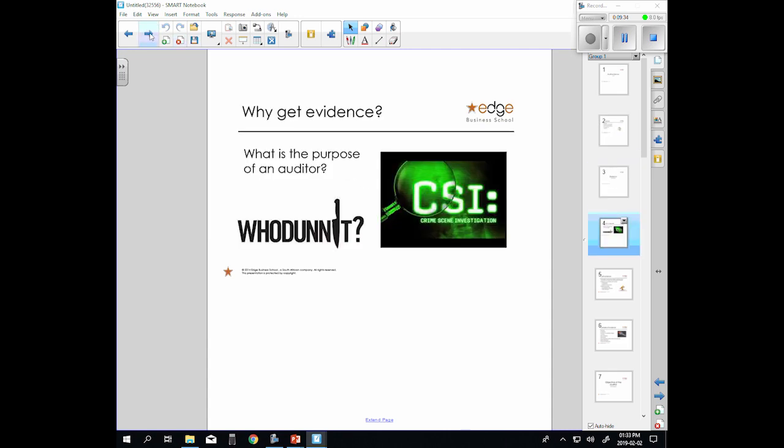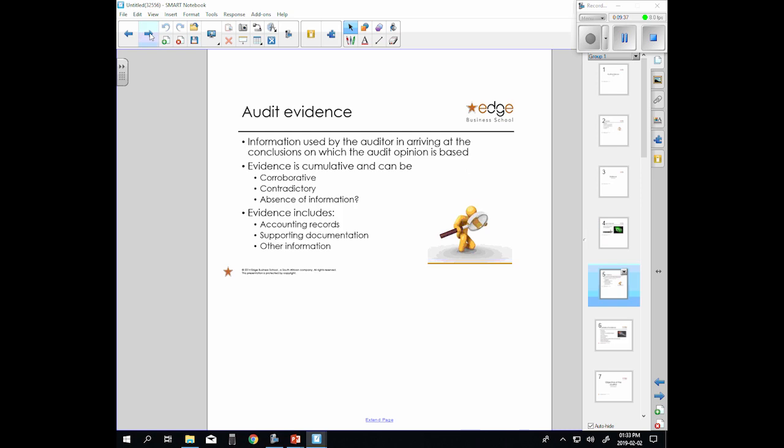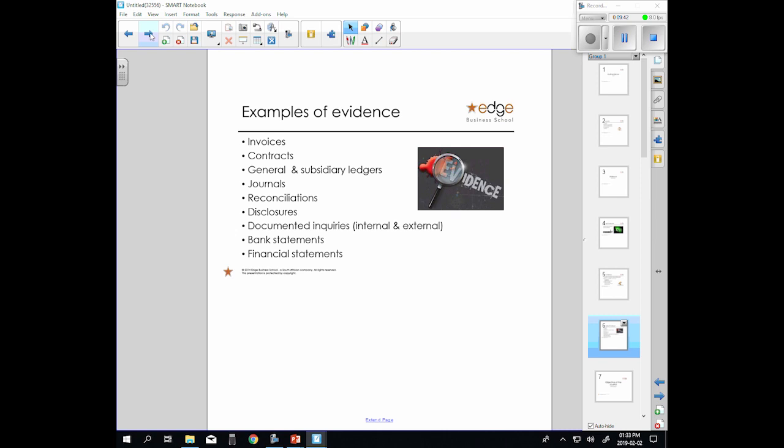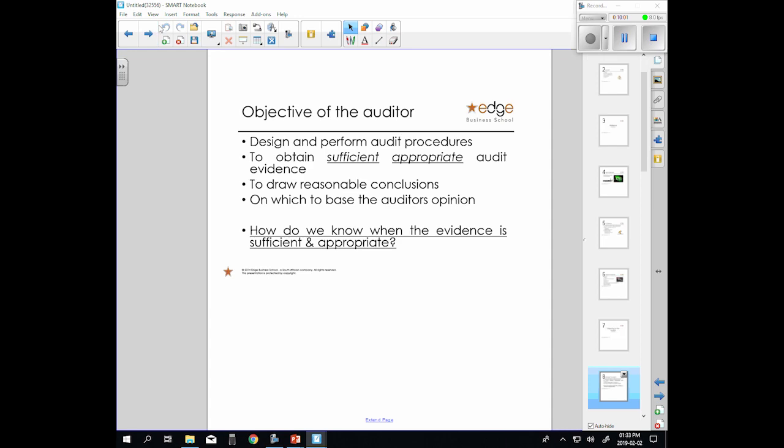Okay. So evidence. We've spoken about the purpose of audit, the purpose of the auditor. Audit evidence. Example of evidence: invoices, statements, bank statements, financial statements, journals. That's all evidence that you want to inspect. All right, so you can read that slide. The objective of the auditor is to obtain sufficient appropriate audit evidence to express an opinion, which we've discussed.